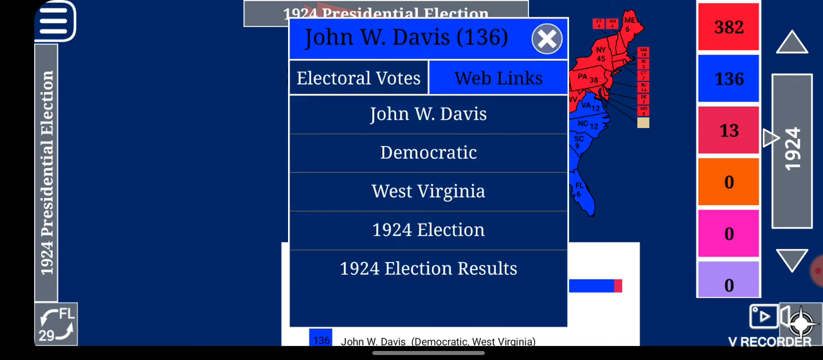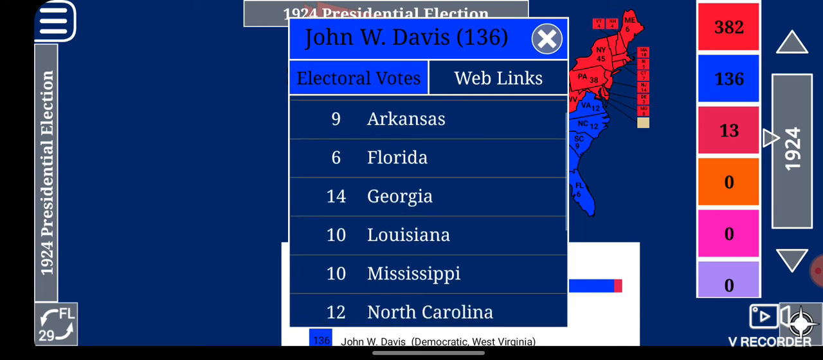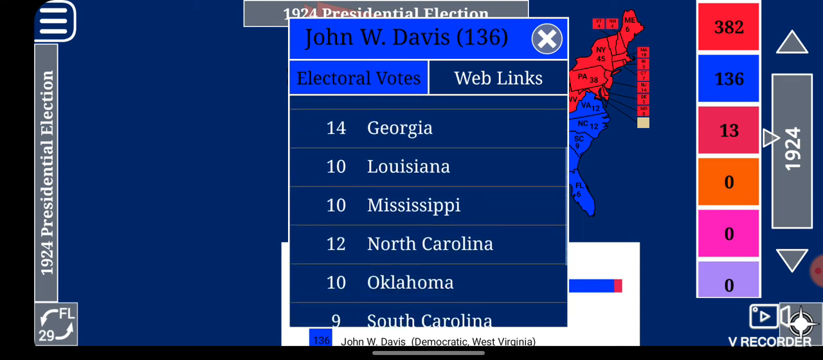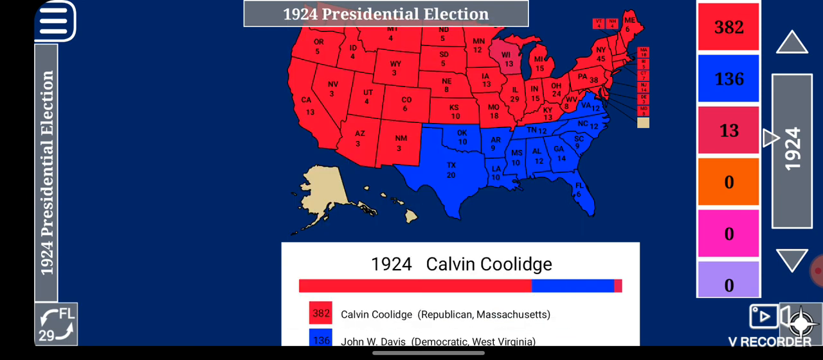So, John W. Davis was literally like a direct descendant to Jefferson Davis. So he won Alabama, Arkansas, Florida, Georgia, Louisiana, Mississippi, North Carolina, Oklahoma, South Carolina, Tennessee, Texas, Virginia. So he won the former 11 Confederate states, except for Oklahoma.